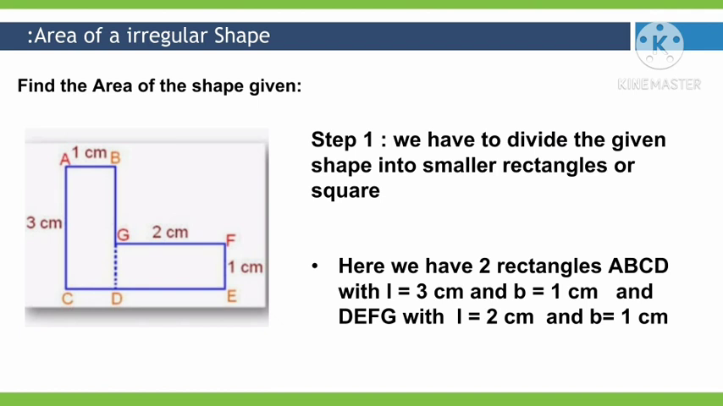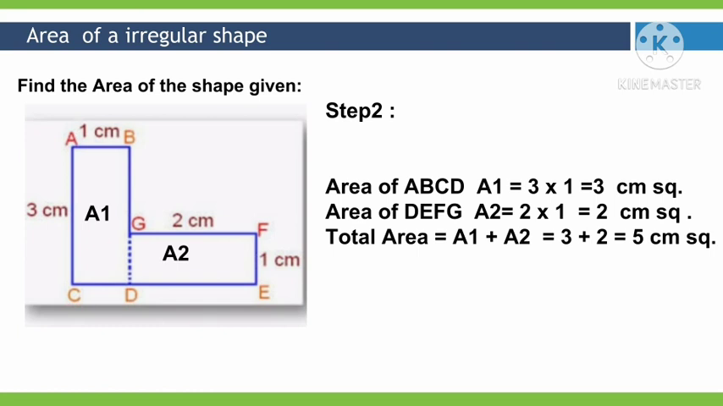Here we have divided it into two rectangles: A, B, C, D with length 3 centimeters and breadth 1 centimeter, and then we have made another rectangle D, E, F, G with length 2 centimeters and breadth 1 centimeter. After dividing the given shape into two different rectangles, we can find the area of A1 and the area of A2, and just by adding the two areas, we can get the area of the whole given shape.